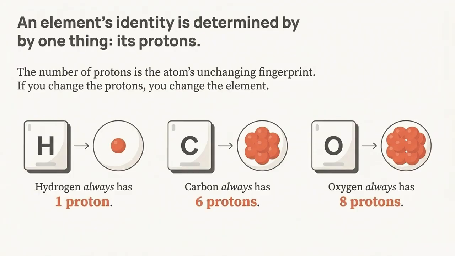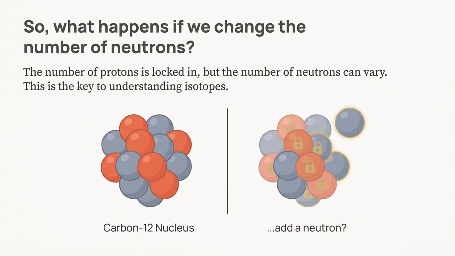The number of protons defines the element. For example, hydrogen always has one proton, carbon always has 6 protons, and oxygen always has 8 protons. If the number of protons changes, the element changes. But what if only the neutrons change? That is exactly where isotopes come in.